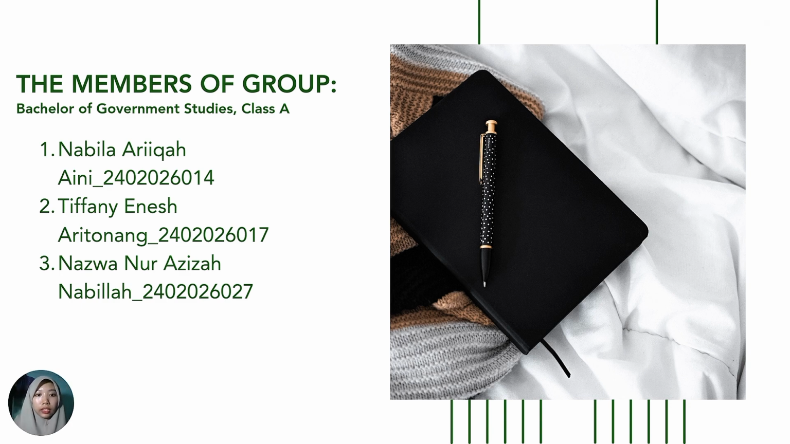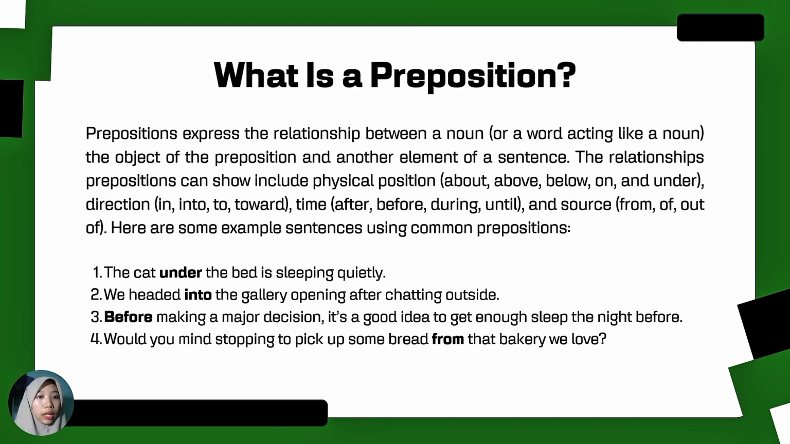Okay, next. What is a preposition? A preposition expresses the relationship between a noun, or a word acting like a noun, the object of the preposition, and another element of a sentence. The relationships a preposition can show include physical position: above, below, on, and under.